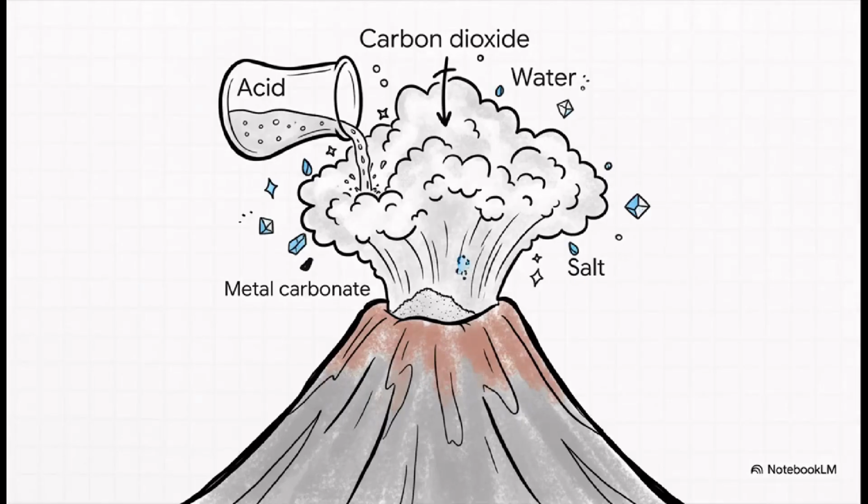If you react an acid with something called a metal carbonate, think of things like chalk or even baking soda, you get a salt and water again, but this time you also get carbon dioxide gas. This is the exact reaction behind those classic volcano science experiments you probably did in school.